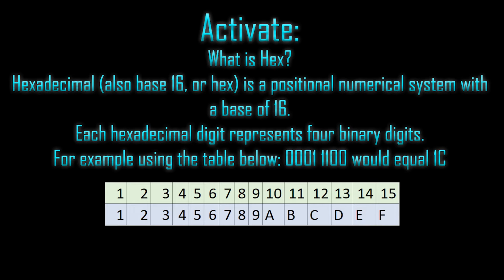So, what is hex? Hexadecimal, also known as base 16 or hex, is a positional numerical system with a base of 16. Each hexadecimal digit represents 4 binary digits. So for example, using the table below and splitting our code into 2 lots of 4, 0001 would equal 1 following this table, and 1100 is 12, that would equal your C, giving you your 1C. Let's take this further in depth.